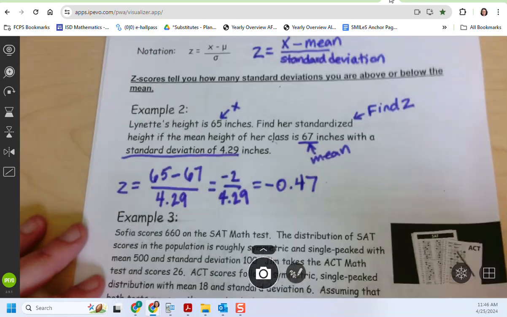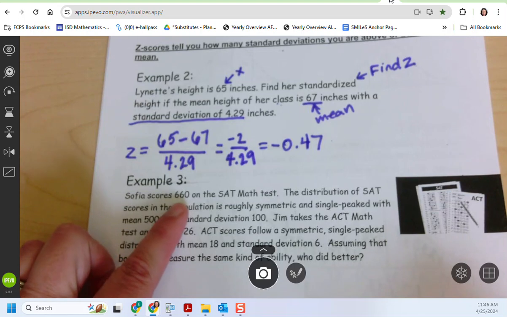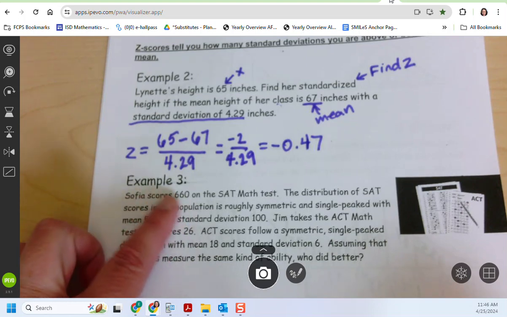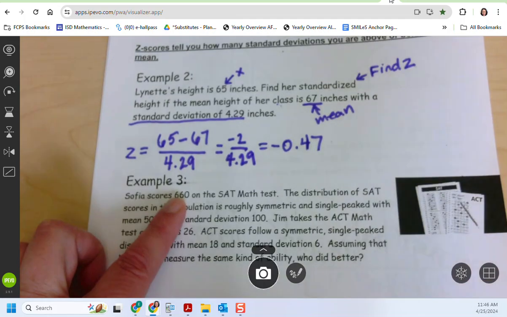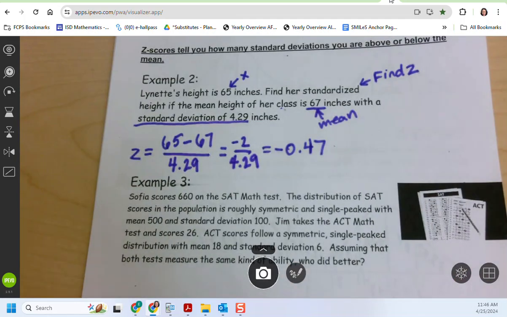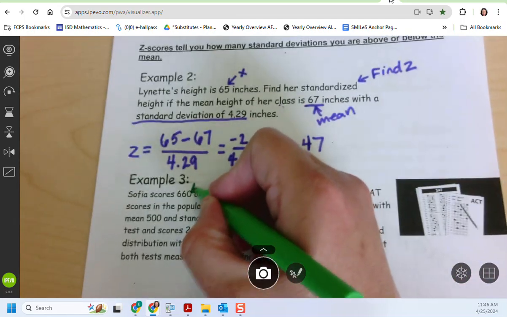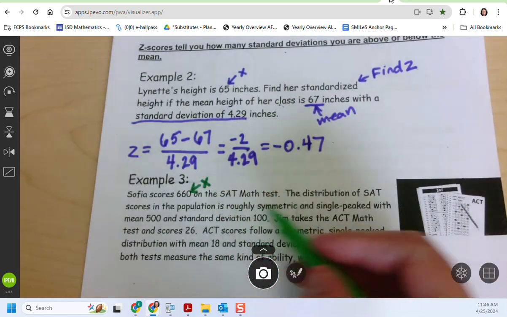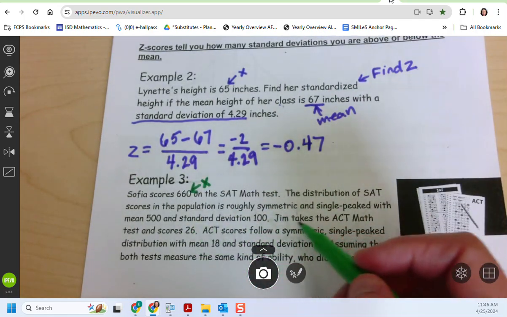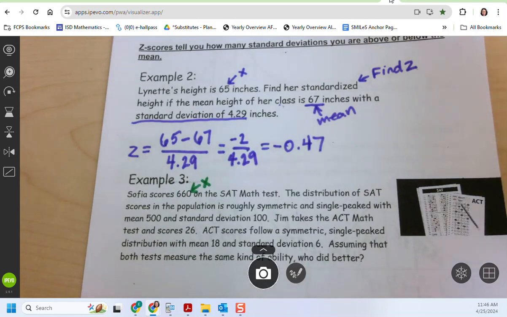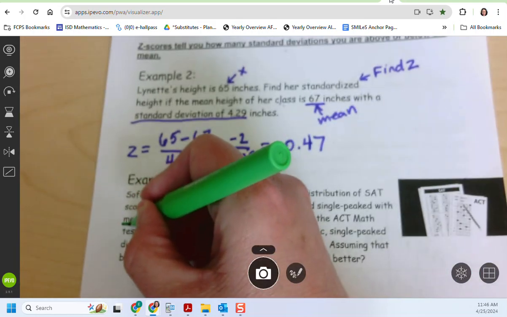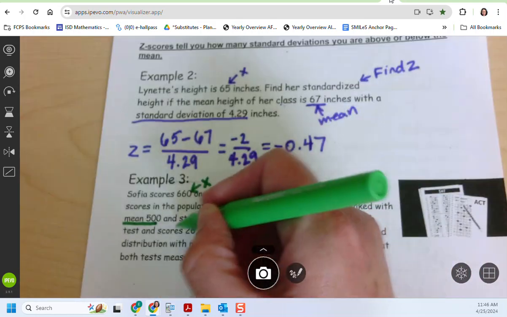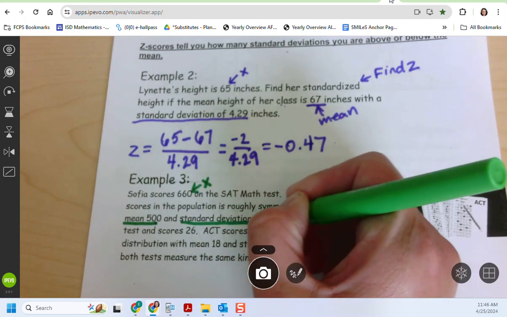All right, so Sophia scores 660. If that's her score, that would go for which variable? Is that the x, the mean, or the standard deviation? X, good. So that's going to be Sophia's x. The distribution of scores in the population is symmetric. That's because of the normal curve. And it has a mean of 500 and a standard deviation of 100.